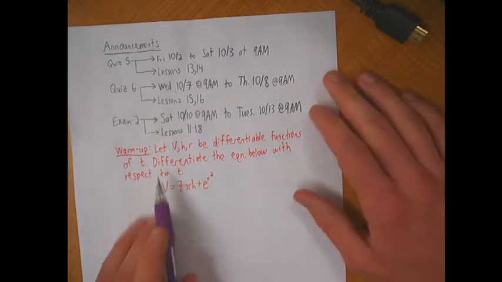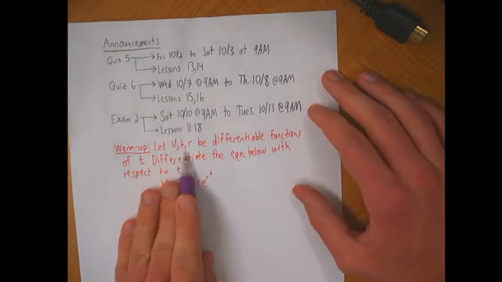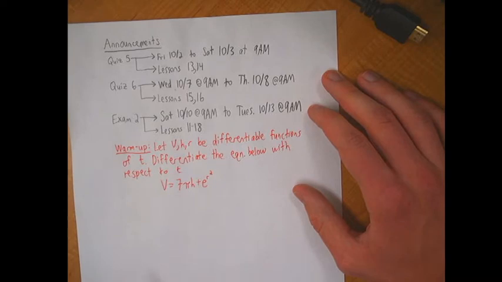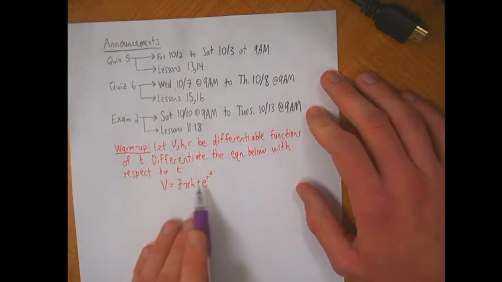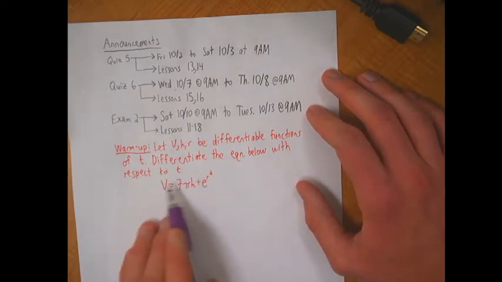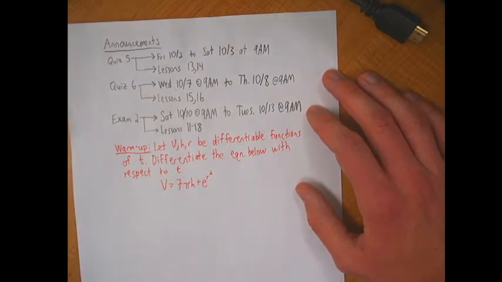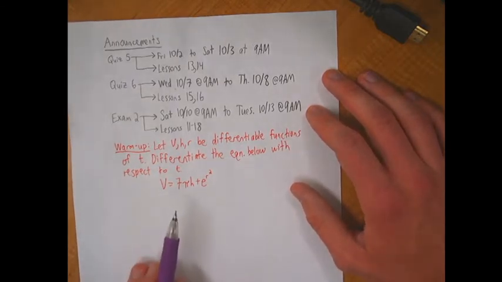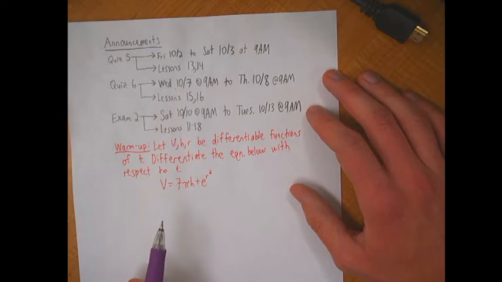Okay, so now let's take a look at this warm-up problem that I provided for you guys. The premise is that v, h, and r are differentiable functions of time t, and we're asked to differentiate the equation below with respect to t. Have you guys had a chance to look at this warm-up yet, or would you like a second to take a look at it?